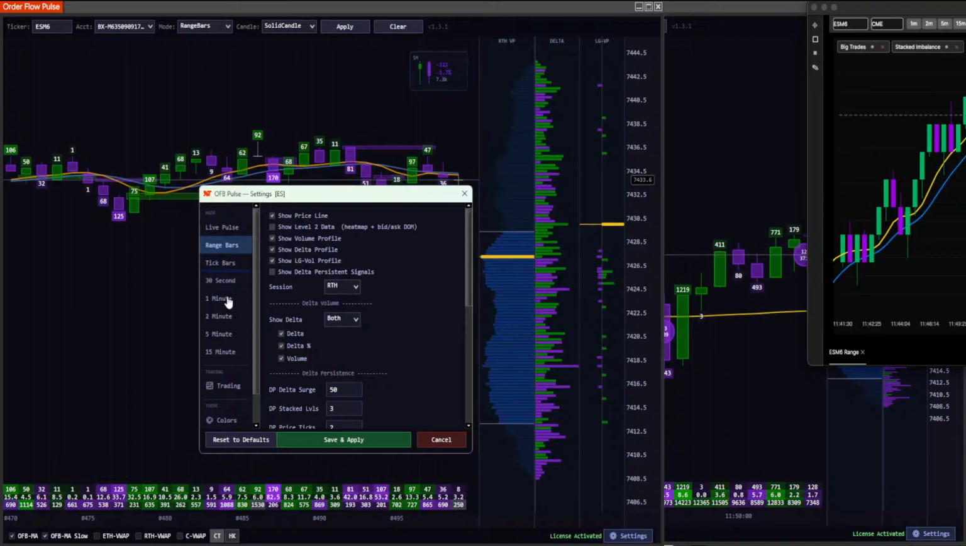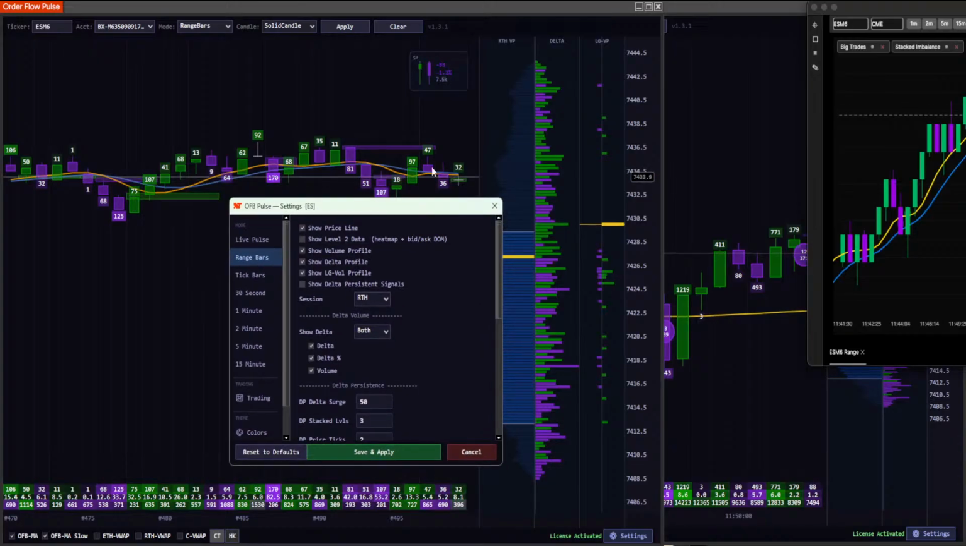In these different settings, if you go to 1 minute, that can be different. Like 1 minute is not showing the profile. If I go to range bars, when you open up whatever mode that you have chosen, you just have to have that saved.